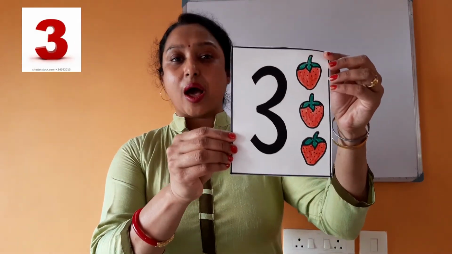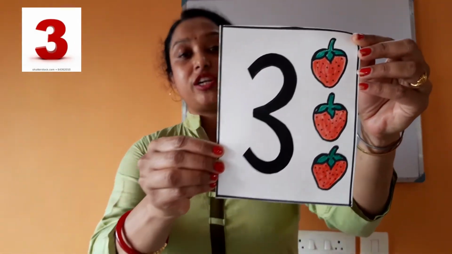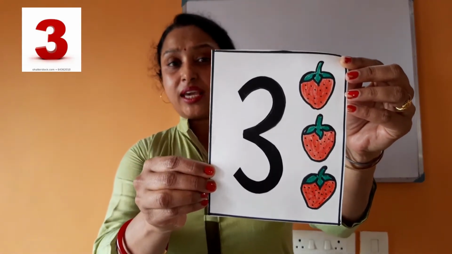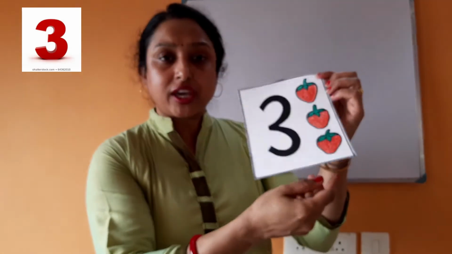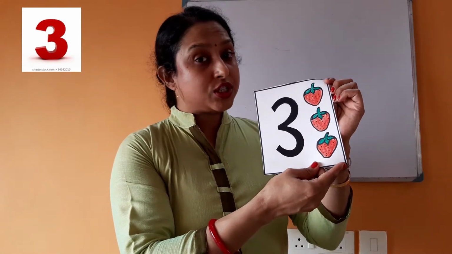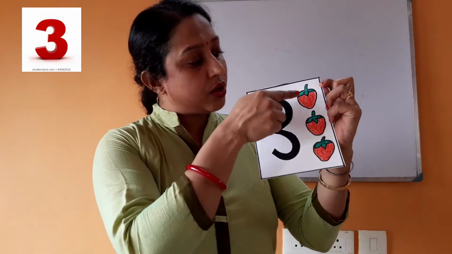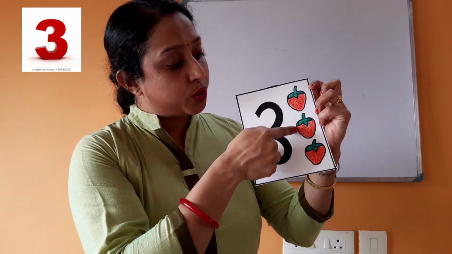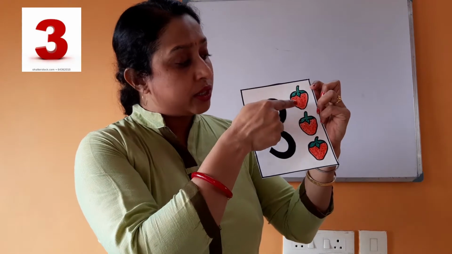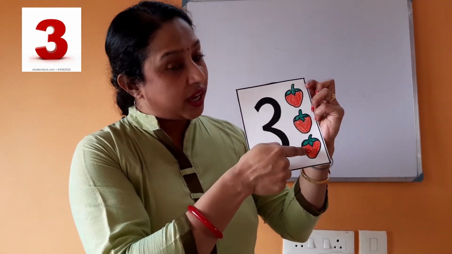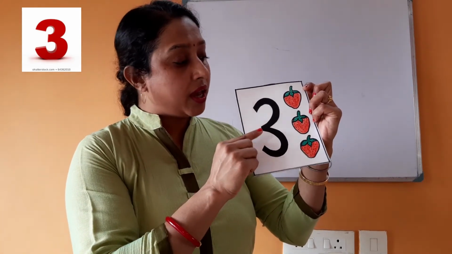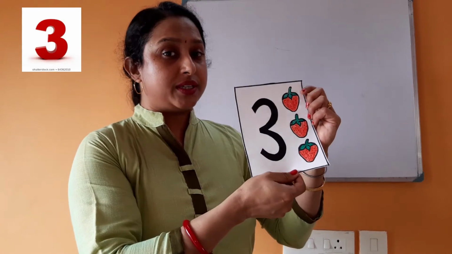This is number 3. Children, please repeat after me. This is number 3. And can you see the picture over here? These are strawberries. How many strawberries are there? Let's count. 1, 2, 3. Once again. 1, 2, 3. So there are 3 strawberries. This is number 3 and there are 3 strawberries.